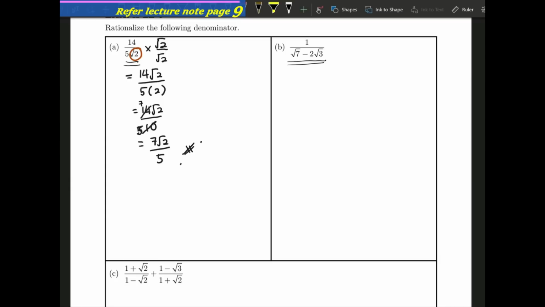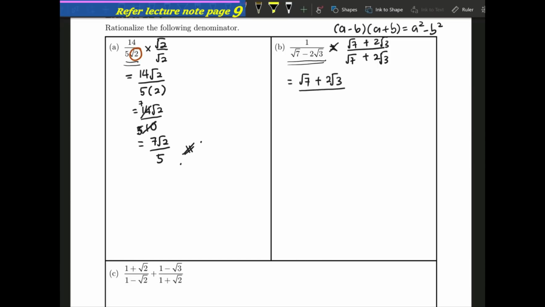So for this type, we need to multiply by the conjugate, right? So I want to write down the property here. A minus B multiplied by A plus B will become A square minus B square. So for this, 1 over surd 7 minus 2 surd 3, what's the conjugate, class? The same numbers, just a different symbol in the middle: surd 7 plus 2 surd 3. So the denominator like this, the numerator also the same, surd 7 plus 2 surd 3. Very simple.